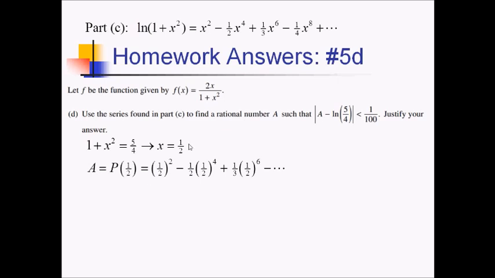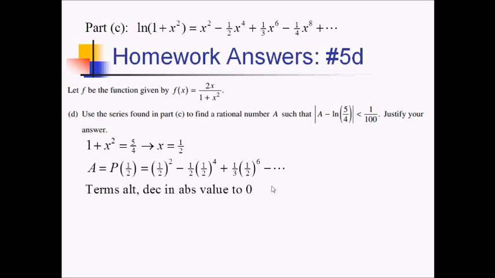Okay, so how do I know when to stop? Well, the key here is recognizing that this is an alternating series, and more than that, it's an alternating series whose terms are decreasing in absolute value to zero. Because if you look at this, the denominator just keeps growing, the numerator does not, so these terms are getting closer and closer to zero while they alternate. This means that we can use the alternating series error bound to help us out here.